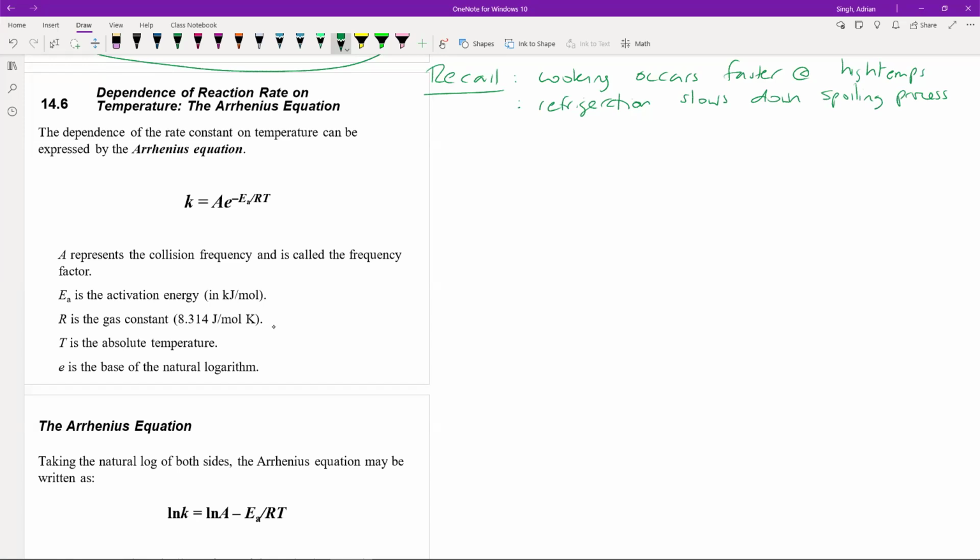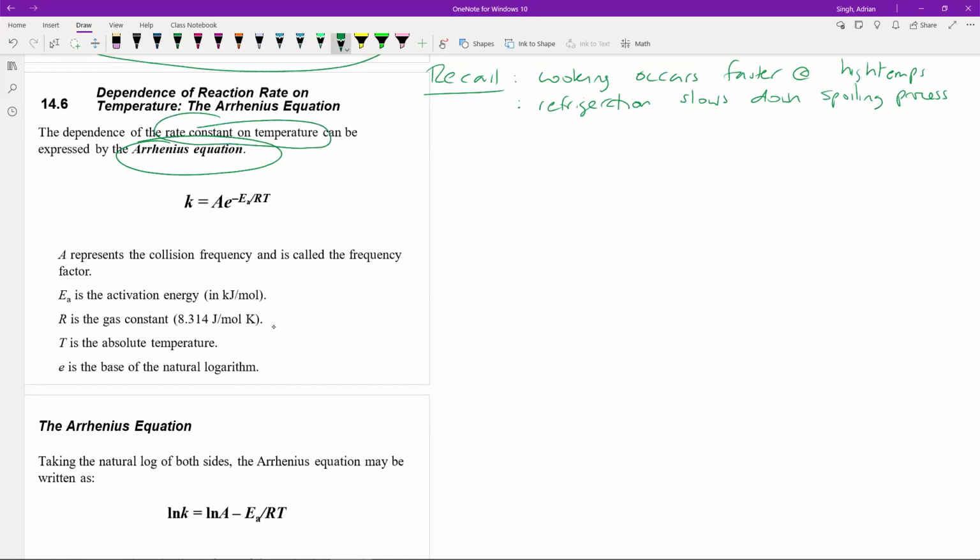What we're going to do now in this section is quantify that using, not a chemical equation, but a mathematical equation known as the Arrhenius equation. This is going to show us the relationship between the rate constant and temperature, right?